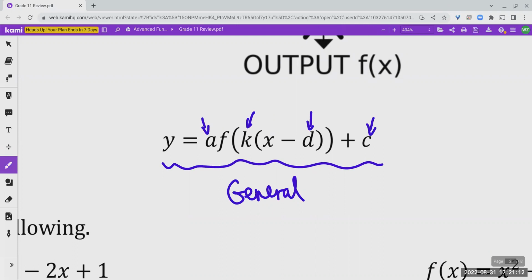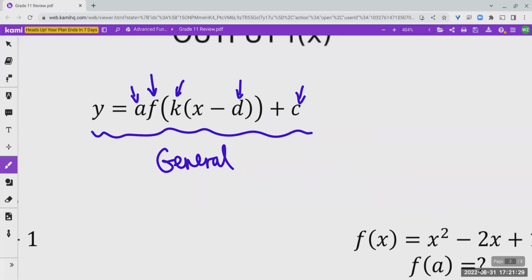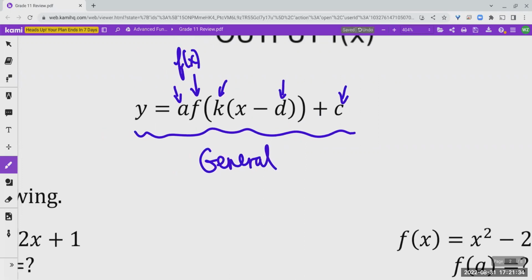Remember those when we learned about transformations and graphing? Well, a is vertical stretch, k is horizontal compression, d is horizontal translation, and c is vertical translation. All of these do something to the function. And the f, well, that's just the function itself, f of x, and f of x could be anything. It could be a quadratic equation, it could be a square root equation, it could be a rational 1 over x, it could be sine, it could be cosine, it could be log, which you'll learn in this course. So it's just a placeholder. It's not anything until you put a function in there.